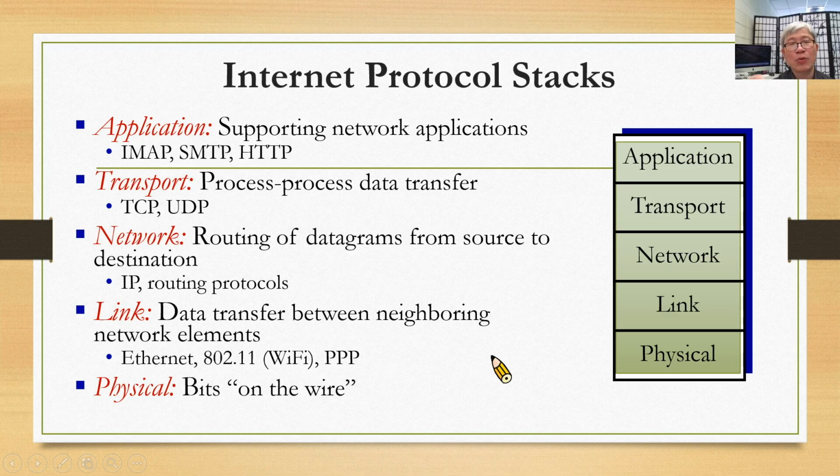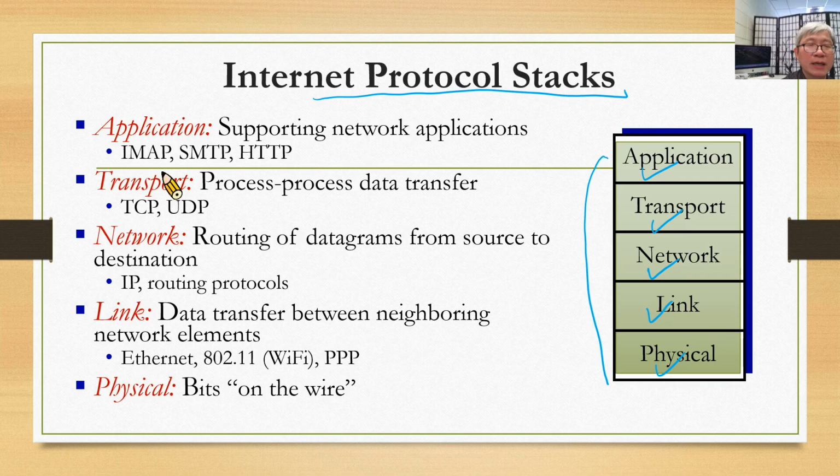Applying layering to the Internet, we define the Internet Protocol Stack, including 5 layers: application layer, transport layer, network layer, link layer, and physical layer. At the application layer, we have email, with the corresponding protocols IMAP and SMTP, and the web, with the corresponding protocol HTTP.